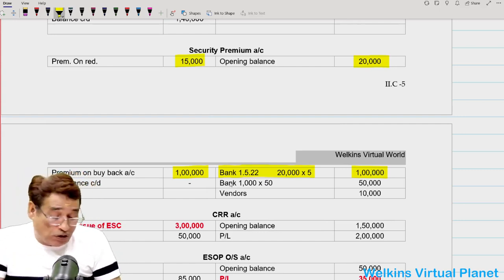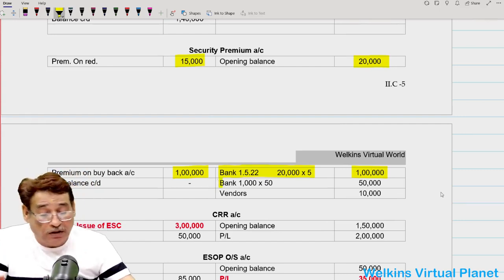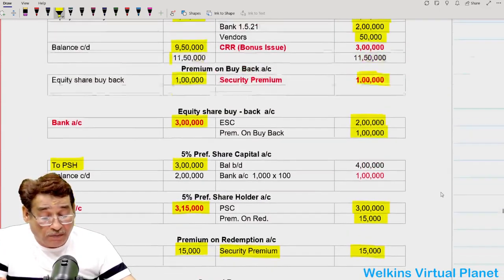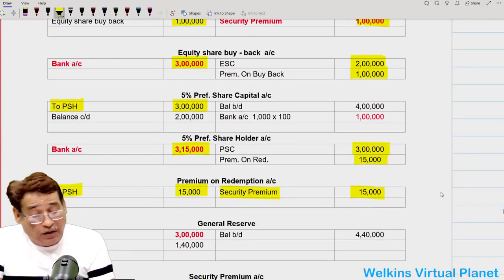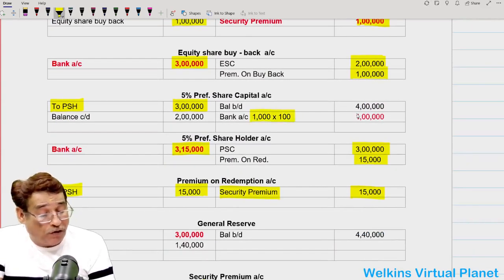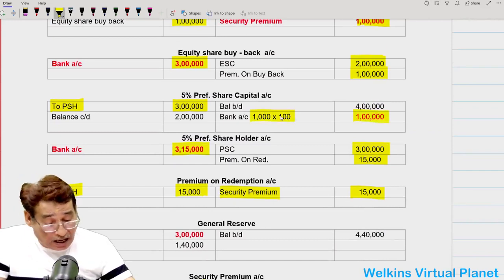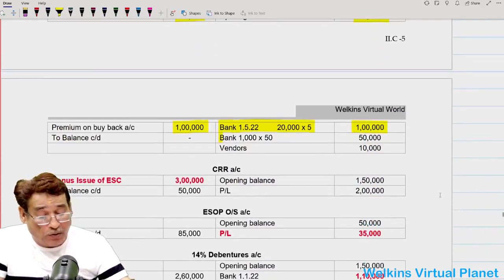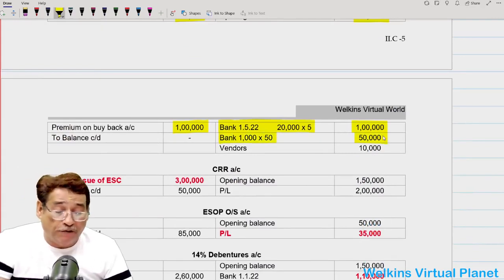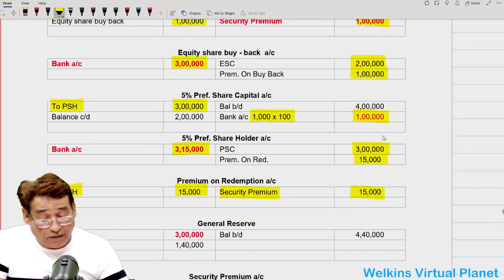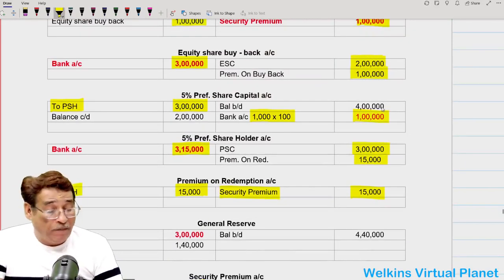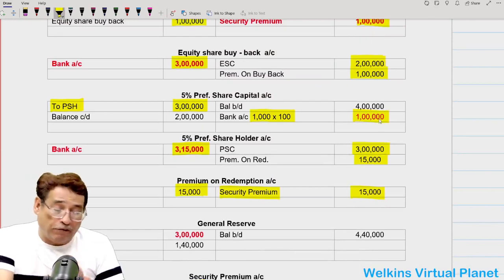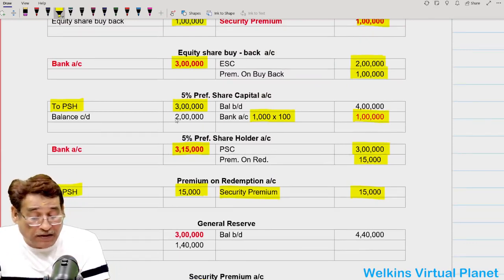Similarly, in this question, we are issuing 1,000 preference shares of 100 each. Correct? And these preference shares are being issued at a premium. 1,000 into 50, at a premium of 50 each. Now you have to look here. Your preference share capital in the beginning is 4 lakh and you have issued 1 lakh worth of preference share capital and your closing balance is 2 lakh.